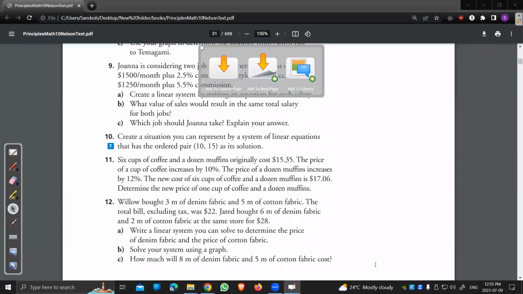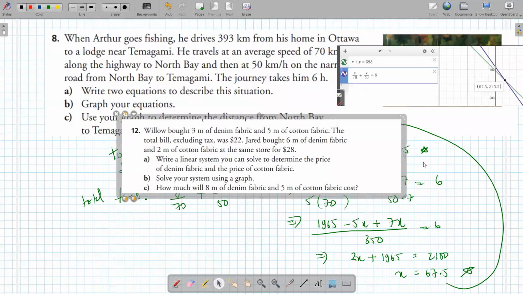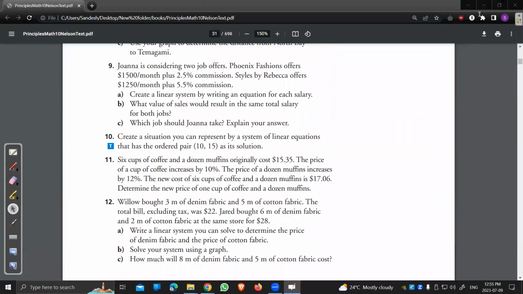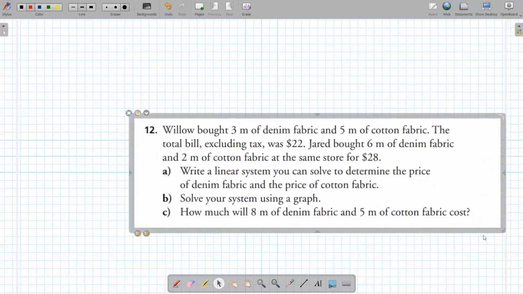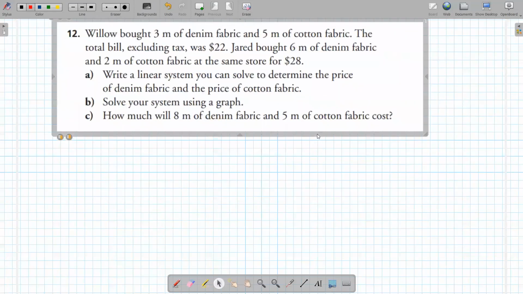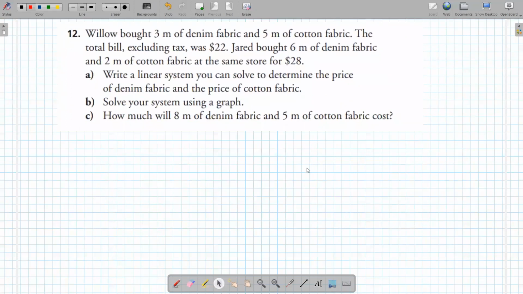This one is maybe a graph question because the numbers are pretty small. This is the kind of question you'll see if they ask you to do something by hand. So 3 meters of denim and 5 meters of cotton fabric was bought. The total bill was 22. And then Jared bought 6 meters of the first, 2 meters of the second for 28. Now they've kind of stated what X and Y is. What do you think X and Y is?